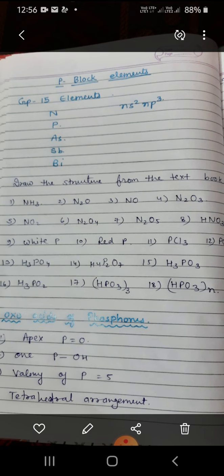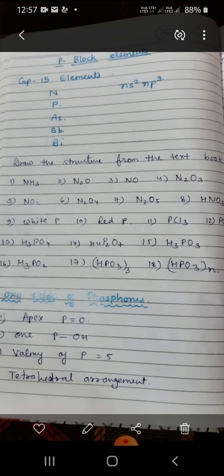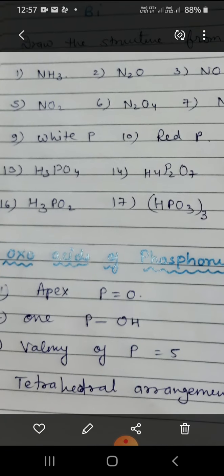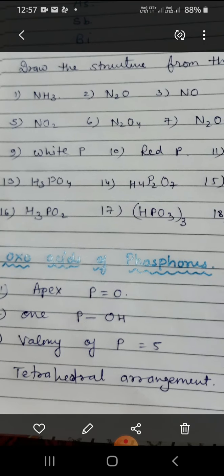So student, other molecules' structures you will draw very easily, but here I am going to discuss something about the oxo acids of phosphorus. First of all, oxo acid means the acid in which oxygen is present. Okay, so the oxo acids of phosphorus. For this you have to keep in mind some key points.